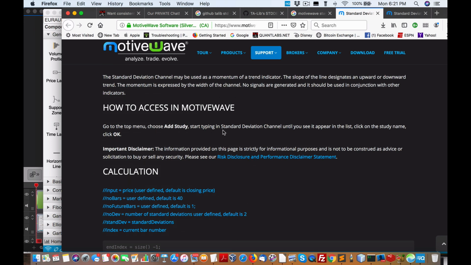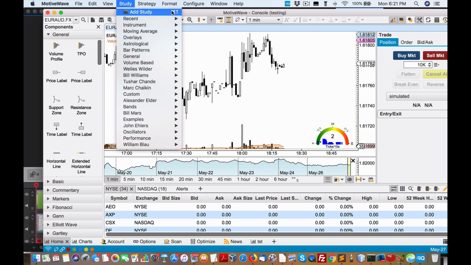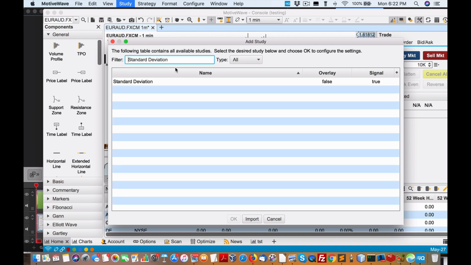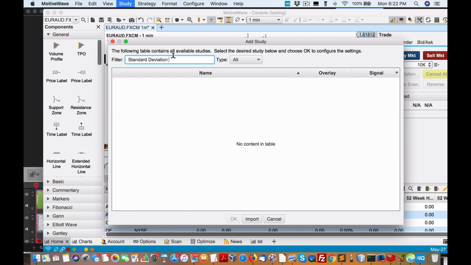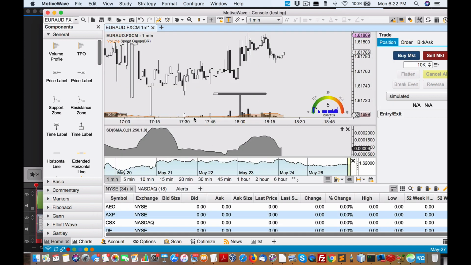So we start typing, add study, until you see it in the list, add study. So let's see if I can find this. Add study, yep. Looking for no content in table. Okay, we have standard deviation, but no standard deviation channel.